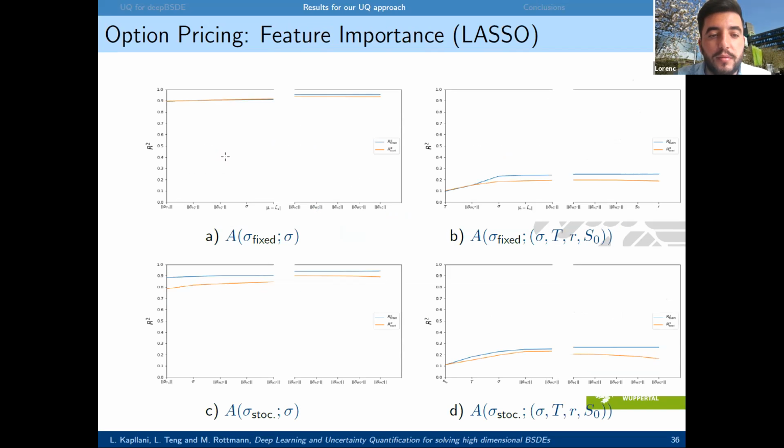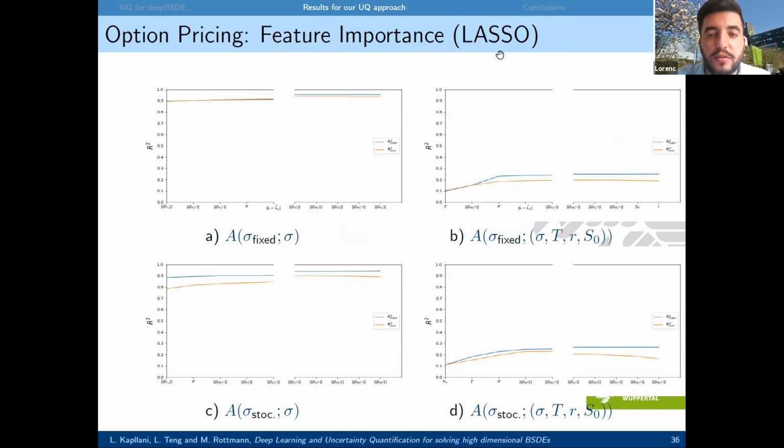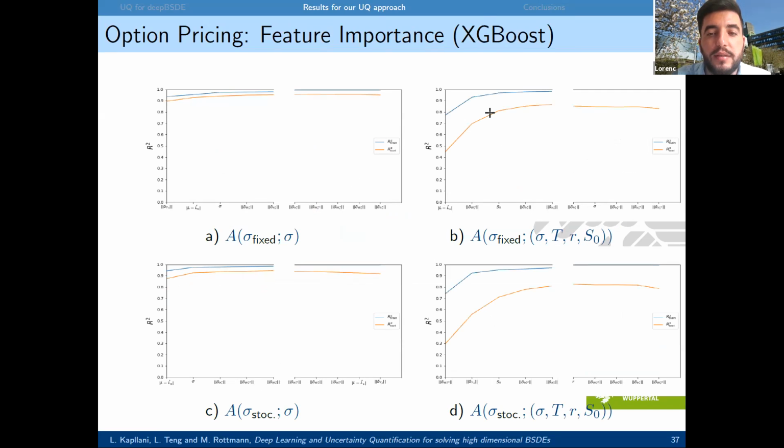And here we can also see directly again about the feature importance, that on the x-axis, this gradient information directly enters into the model. Also here and so on. And this is when we consider the lasso as a UQ model, and this is when we consider the XGBoost as UQ model.